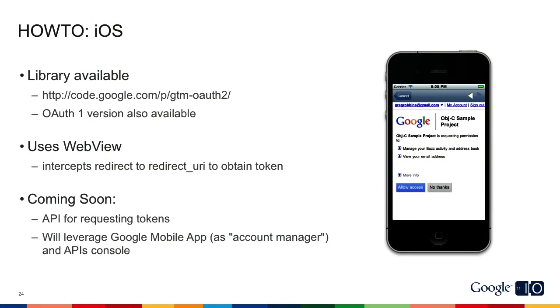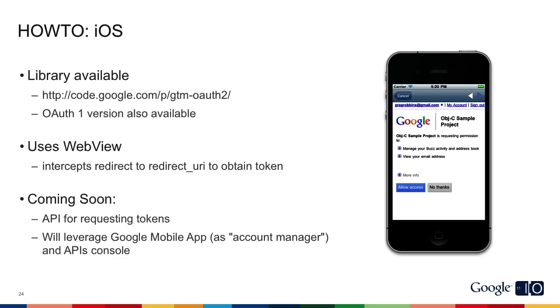Okay, so that's how to do it on a desktop platform. On iOS, I mentioned earlier that we have a library that you can download. There's the link where you can go. There's an OAuth 1 version of this that comes with our GData Objective-C library. But now we also have an OAuth 2 version available. That's standalone, available at this URL.